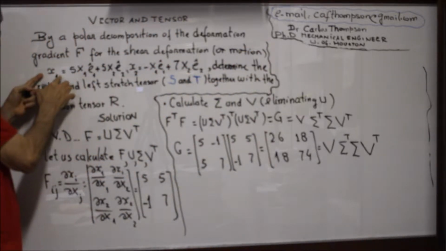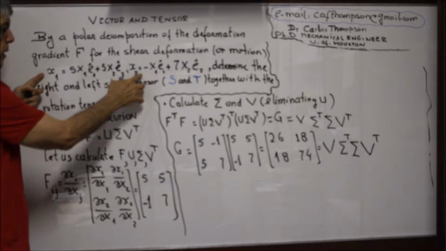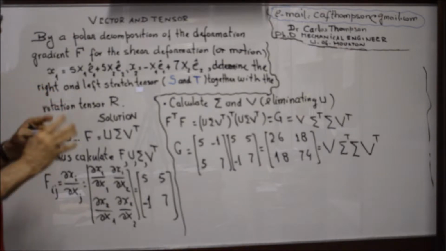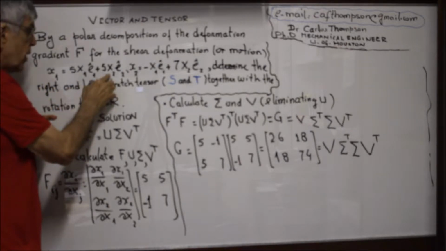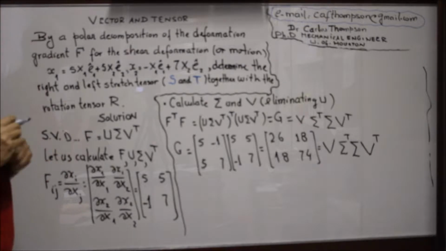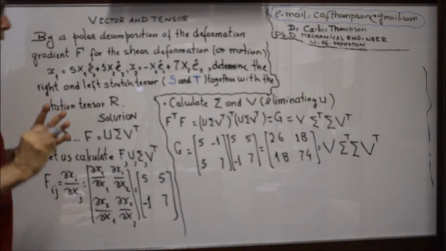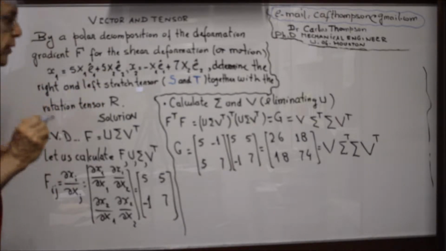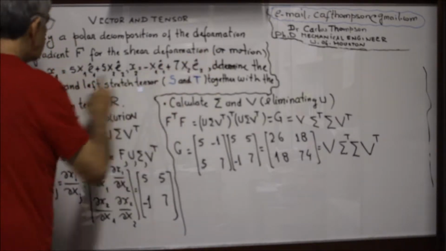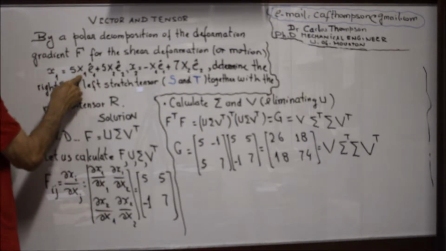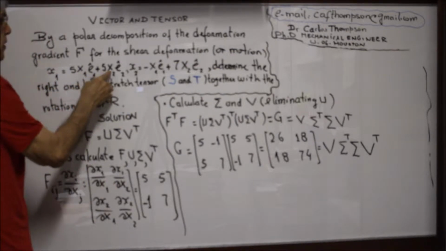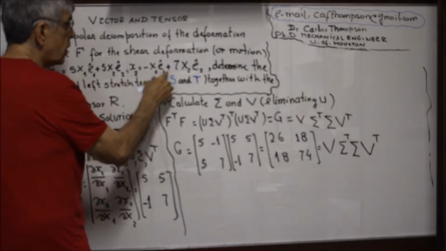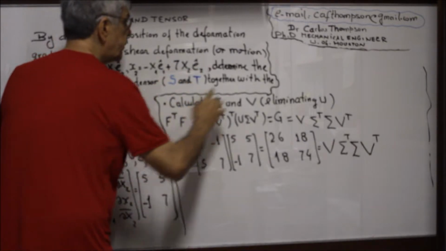Lowercase x1 and x2 correspond to the spatial coordinates. Capital X1, capital X2 correspond to the material coordinates, related to the undeformed configuration. Now, you see x1 is 5 capital X1 E1 plus 5 capital X2 E2. x2 is equal to minus capital X1 E1 plus 7 capital X2 E2.